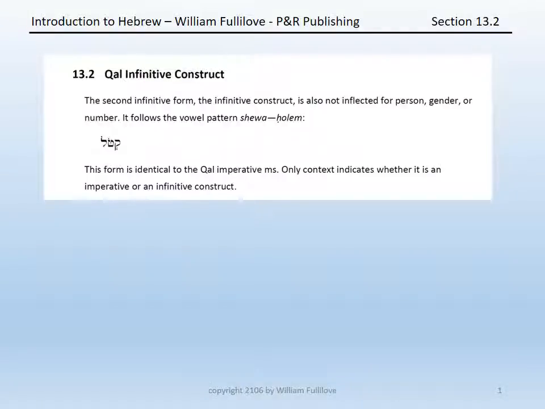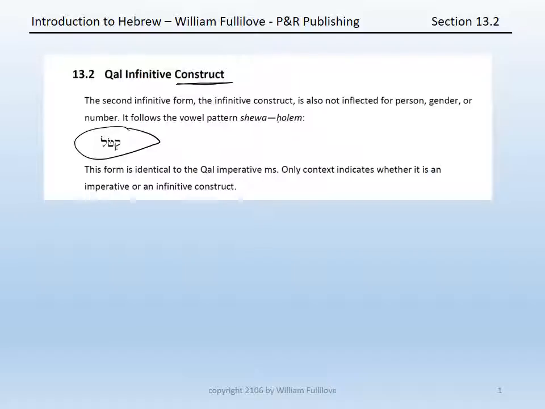The second type of infinitive in Hebrew, called the infinitive construct, is also not inflected for person, gender, or number. It follows the vowel pattern schwa holam, kutol. It may be helpful in distinguishing the Qal infinitive absolute and construct to remember that construct forms of nouns tended to in some way shorten. Likewise, kutol is a shorter form than the Qal infinitive absolute's katol.